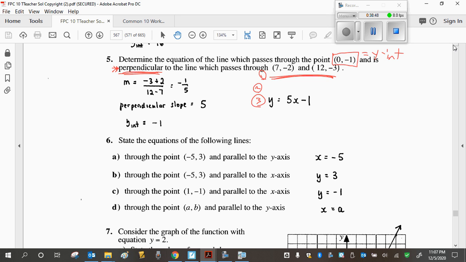So the slope of this is -3 plus 2, over 12 subtract 7, which is -1/5. Step 1 complete. Step 2 is what's the perpendicular slope. So flip it and get rid of the negative sign, so 5/1, which is just 5. And the third step is to combine that into an equation. Y equals 5x subtract 1. Where's the subtract 1? Right there.